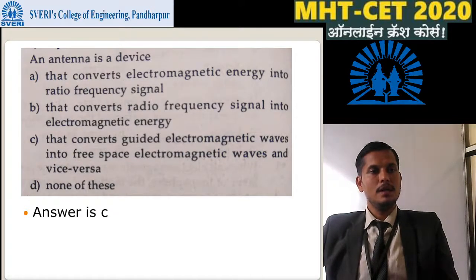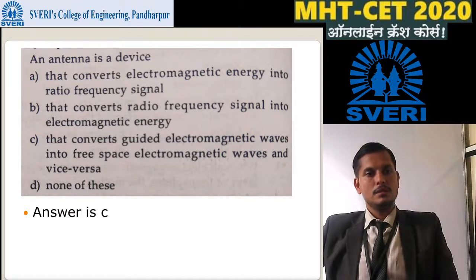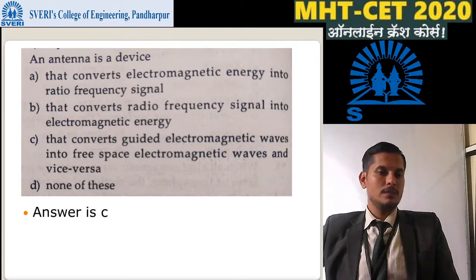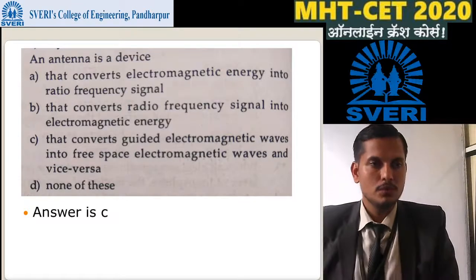Next, an antenna is a device that converts electromagnetic energy into radio frequency signal, that converts radio frequency signal into electromagnetic energy, that converts guided electromagnetic waves into free space electromagnetic waves and vice versa, none of these. So the antenna converts guided electromagnetic waves into free space electromagnetic waves and vice versa, that is the correct one. So this is the last MCQ.